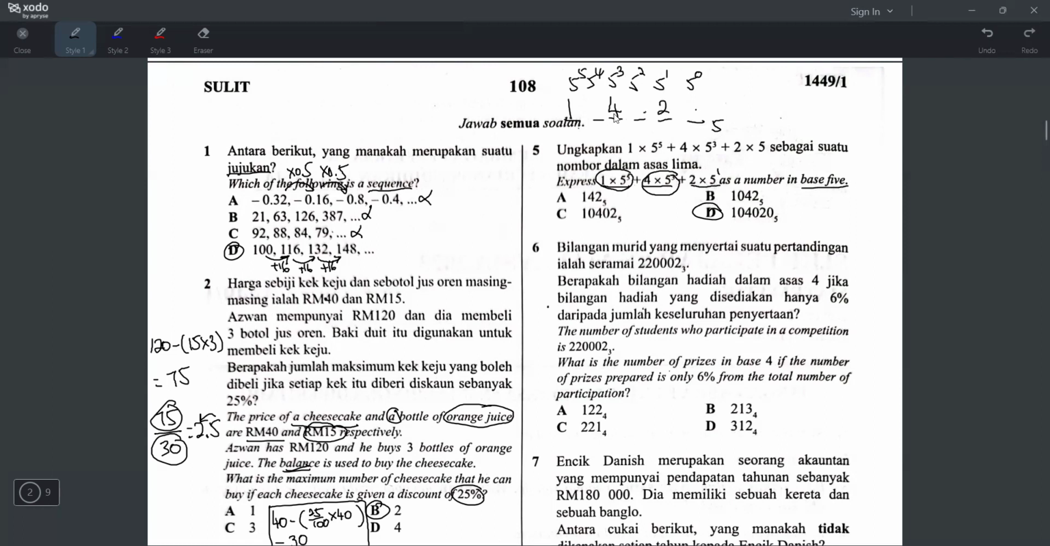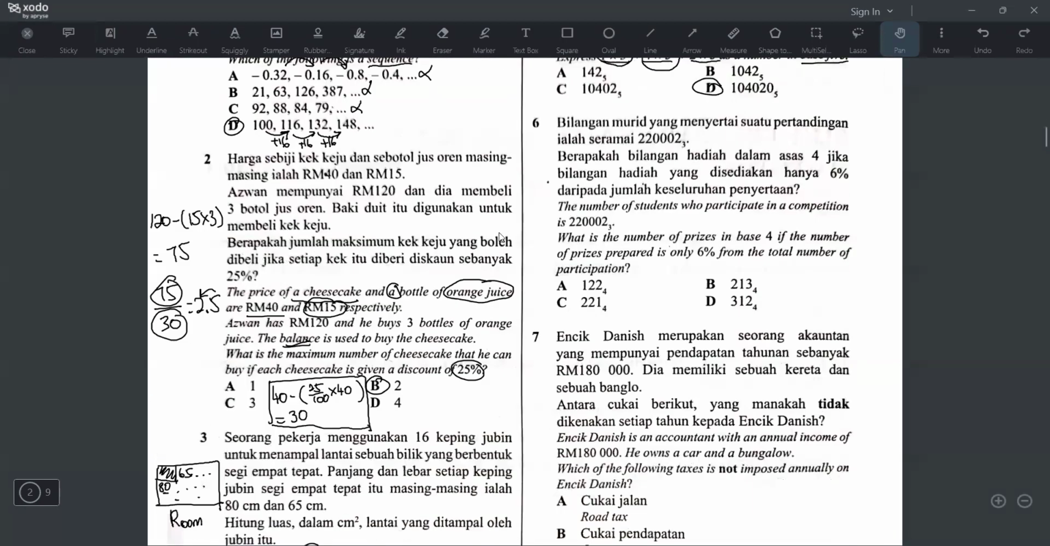Okay. And then what about the rest? Okay, the rest is 0 lah. Dia tak ada means 0. Okay. So 1, 0, 4, 0, 2, 0. So the answer is D. Okay. So that's how you do it. Okay. All right. So hope you understand. So this is how I will do it.